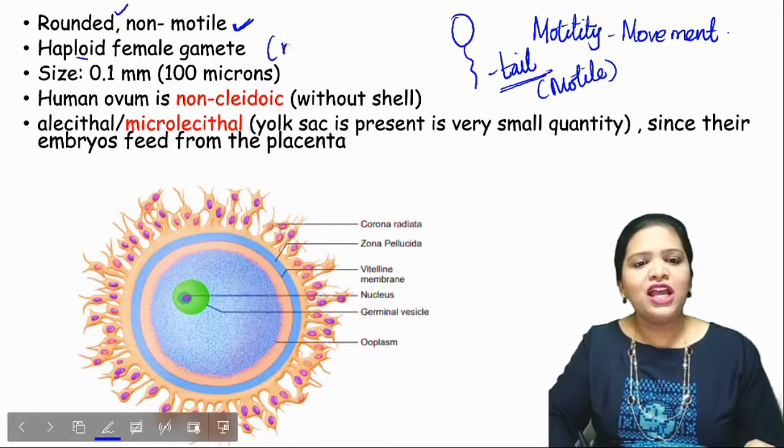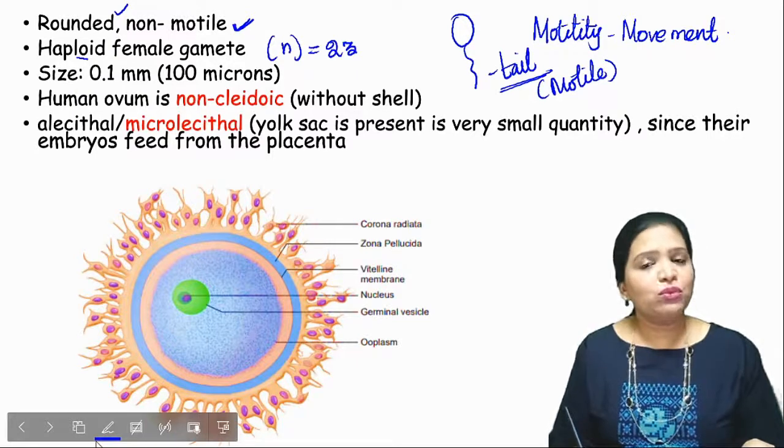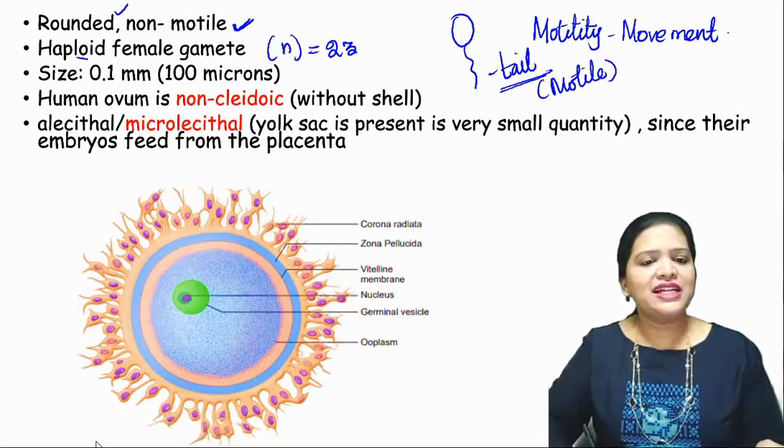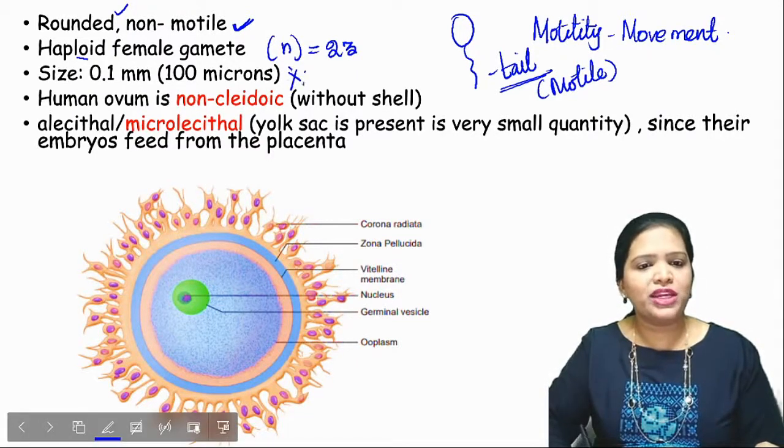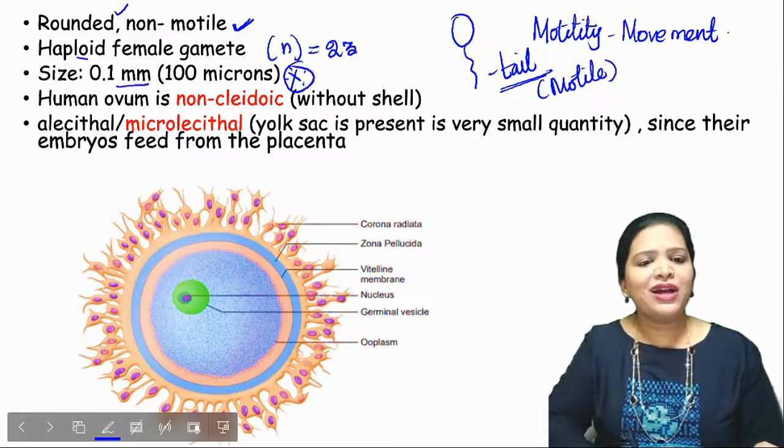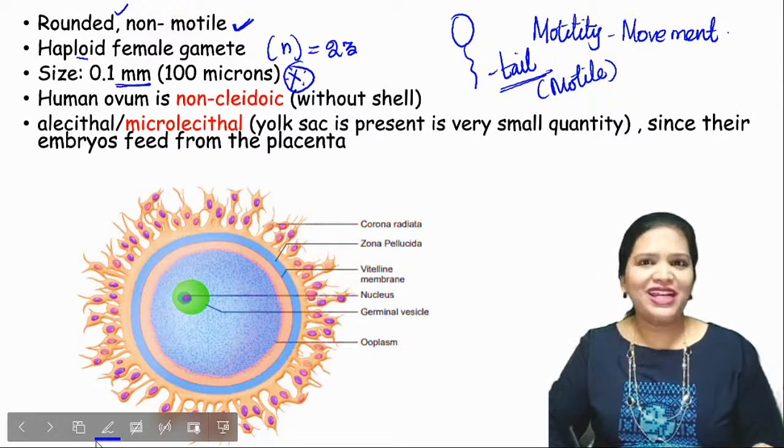It has 23 chromosomes, haploid in nature. And what is the size of the egg cell? It is 100 microns. It's very important. Or 0.1 mm. This is the size of an egg cell.